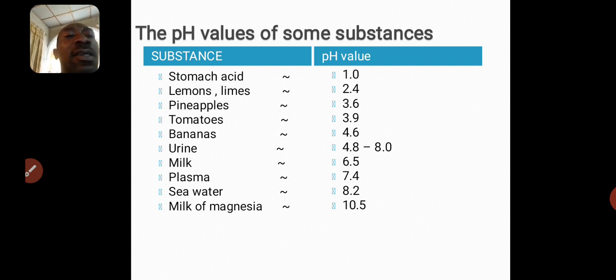As you can see on the slide, we have some substances and their corresponding pH values. You can see some of them have very low pH values, and some have high pH values. As we've discussed earlier, you know what the pH value means. pH is the negative logarithm of the hydrogen ion concentration. This we have done before. So just look at the slide and check the particular substance with its own value.